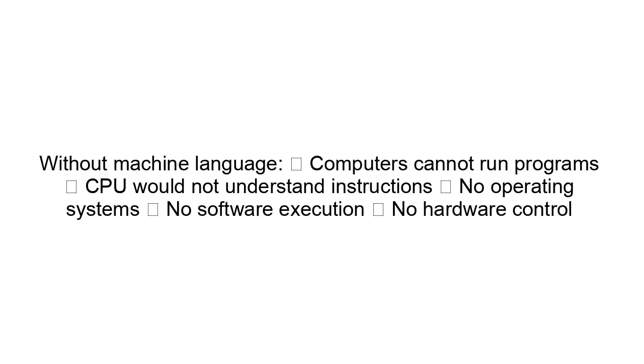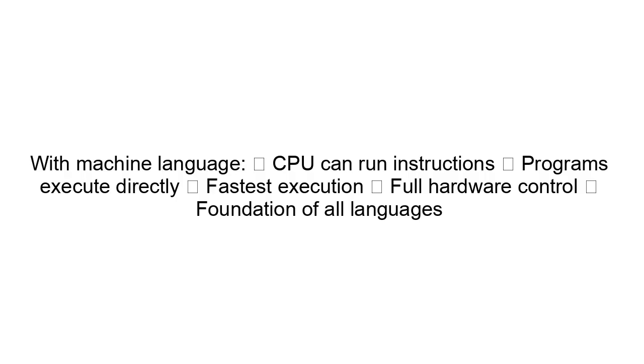Why it matters. Without machine language, ❌ computers cannot run programs. ❌ CPU would not understand instructions. ❌ No operating systems. ❌ No software execution. ❌ No hardware control. With machine language, ✅ CPU can run instructions.